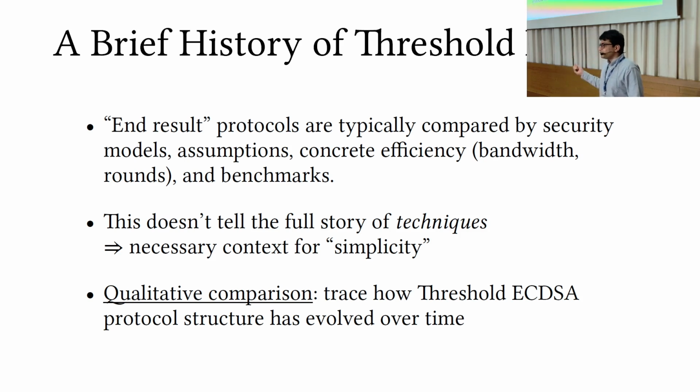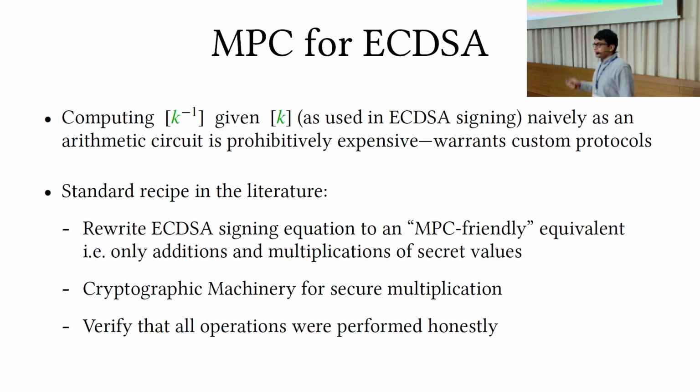This gives you an idea of the footprint of different papers in the literature, but it doesn't really tell you how techniques have evolved, which is something that we want to do in this paper. So in our full paper, we give this kind of qualitative accounting of how different ideas have evolved in this sort of literature, which I'll just say a few words about. So just to begin with, computing K inverse given K, which is something that we need to do for ECDSA, naively is a pretty bad idea because this has a pretty complex arithmetic circuit representation. It's a modular inversion operation.